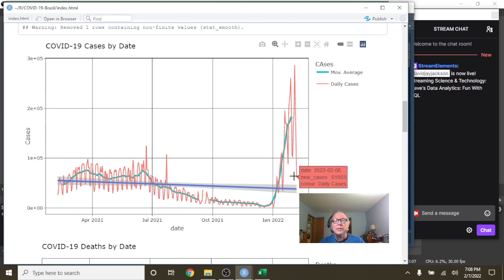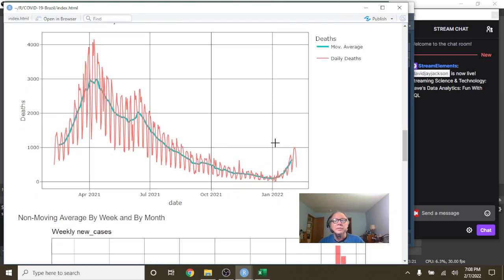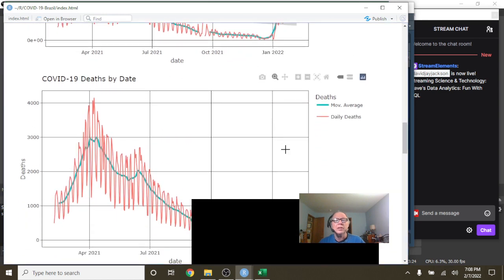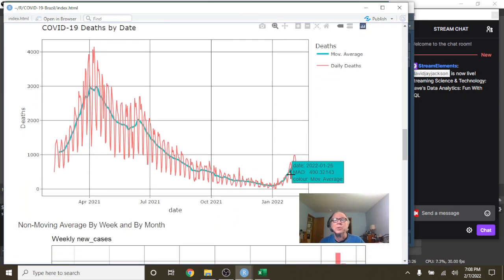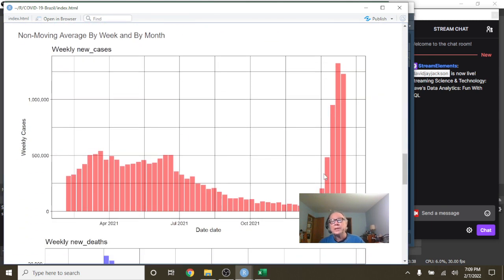Take a look here. You can see as of February the 6th, you had 61,853 cases for a single day, averaging 182,603 cases per day. Here's the daily deaths. Again, the blue line is the moving average. So you can see on February 6th, you had 419 deaths with an average of 644.5 deaths per day. Here's the big spike from Omicron of cases.